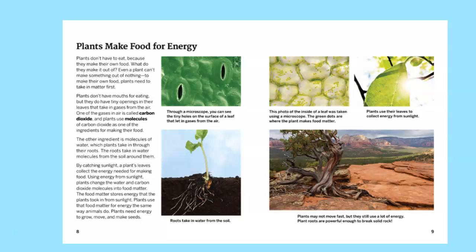The other ingredient is molecules of water, which plants take in through their roots. The roots take in water molecules from the soil around them. By catching sunlight, a plant's leaves collect the energy needed for making food. Using energy from sunlight, plants change the water and carbon dioxide molecules into food matter. The matter stores energy that plants took in from sunlight. Plants use the food matter for energy the same way animals do. Plants need energy to grow, move, and make seeds.